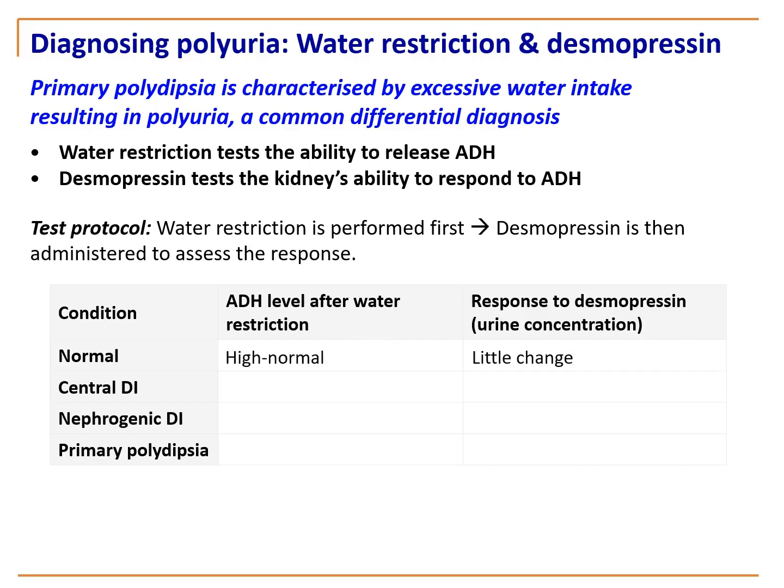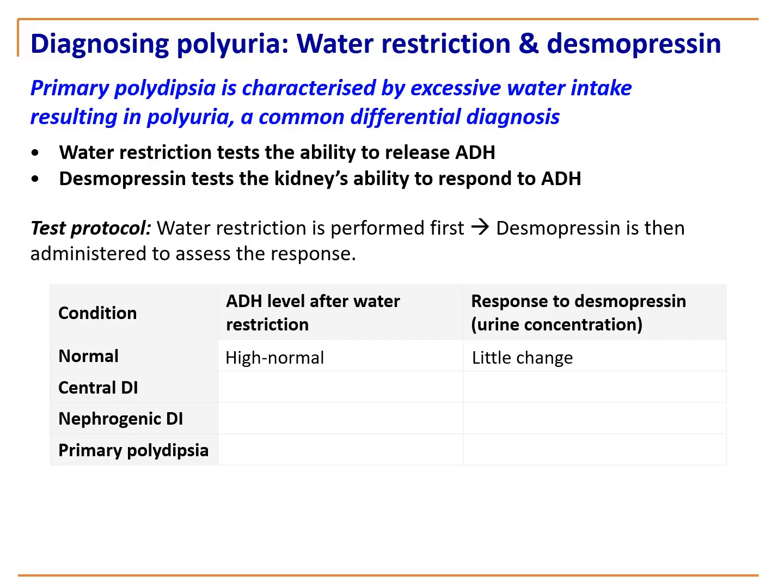So in a nice, normal, healthy individual, if you water restrict, ADH level increases appropriately during water restriction because it helps to conserve water and concentrate the urine. As the kidneys are already responding normally to endogenous ADH, so the stuff that we make naturally, desmopressin produces little additional effect, hence you don't get much of a change there.